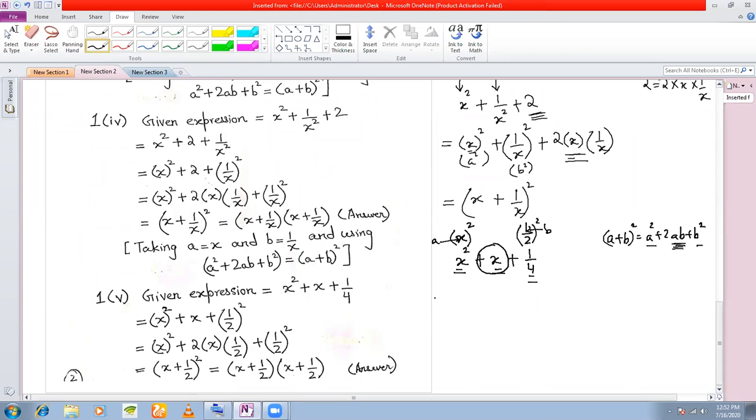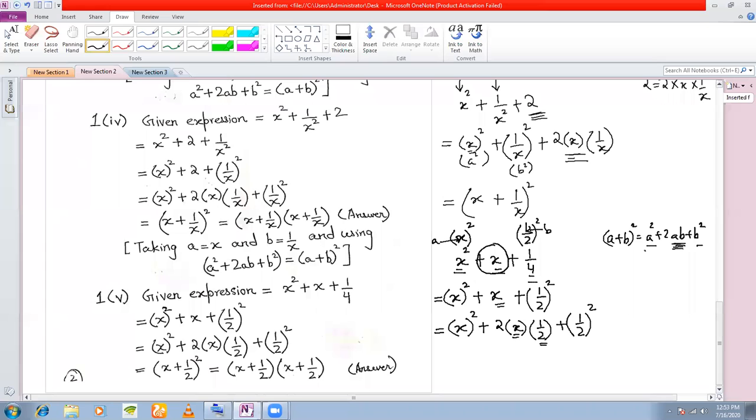Till here, did you understand? Yes, sir. So a square plus 2ab term we'll write as it is. No, I haven't checked till now. And this I'll write as half square. In the next step, now I'll check. a square plus 2 into a is my x, b is my half. So this is my 2ab. Does it give me x? Yes, it gives me x because 2 and 2 will cancel, right? Yes, sir. Plus half square.